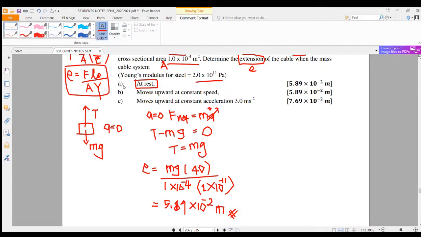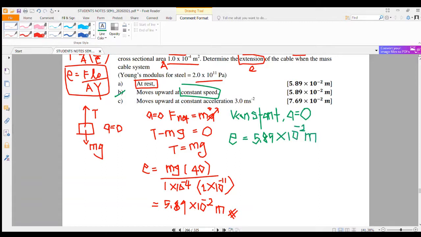Okay, so I change color. Now 3b: when the system moves upward with constant speed. So again, v is constant, meaning that your a is also equal to 0. So when a equals 0, similarly, for your elongation you will get the same answer, which is 5.89 times 10 to the power of negative 2 meter. So both answers are the same for 3a and 3b, because v is constant, a is 0, and your F net also equals 0. Therefore, at that time, our tension will equal mg.